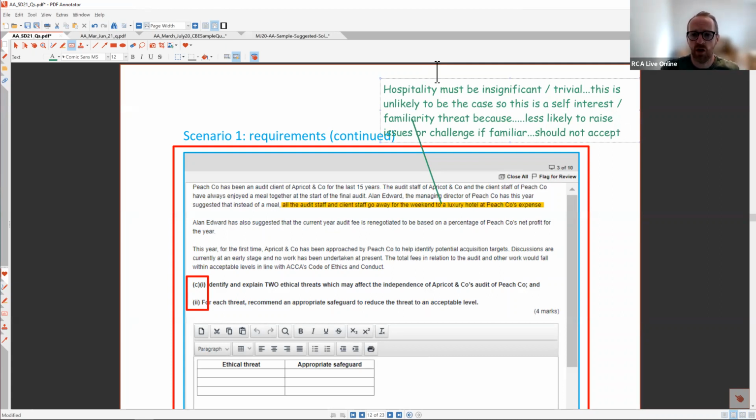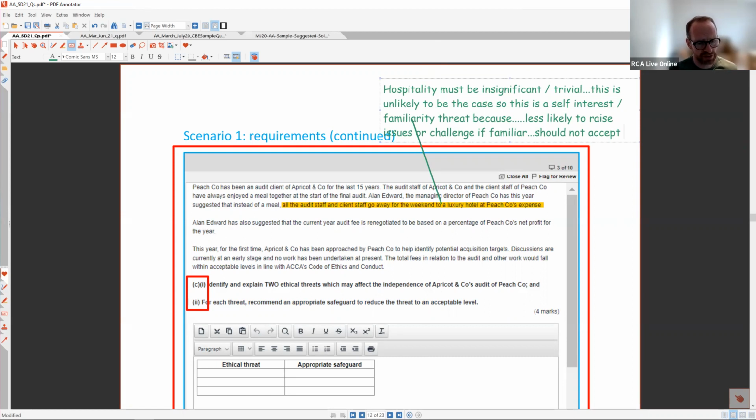Okay, so you'd need to be hitting all those points. You'd need to be saying why it's a threat, what the threat is, why that constitutes a problem, and then whether you should do it or not, or what the upshot of that is.